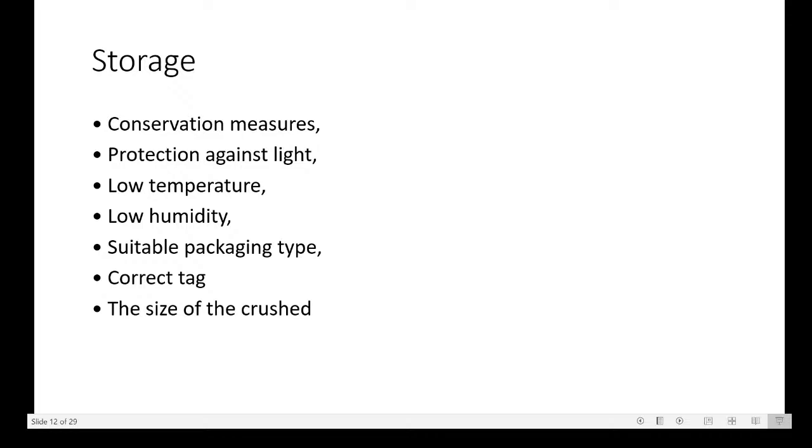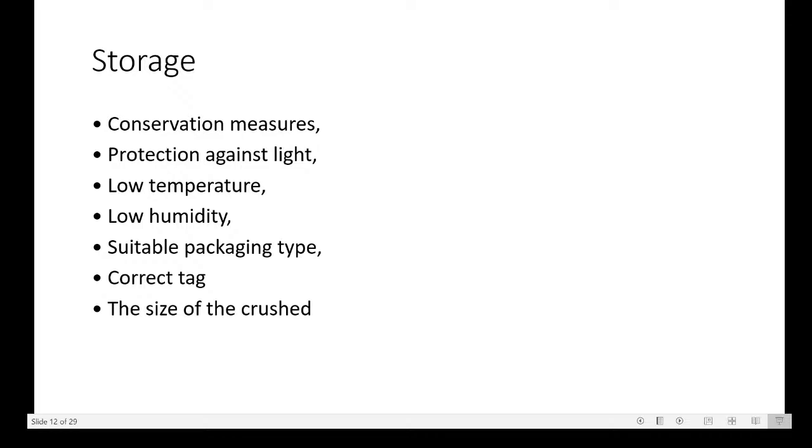We need to protect against light, low temperature, and low humidity. We have to design the room, the traveling vehicle, and likewise your material. Those conditions should be maintained throughout the whole traveling, whole packaging, and whole storage time.